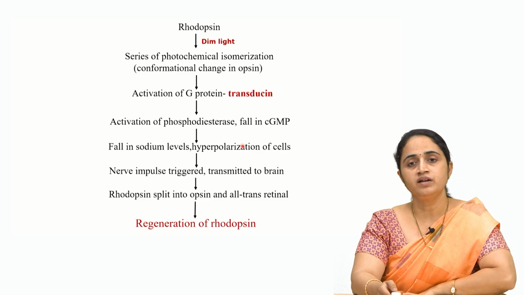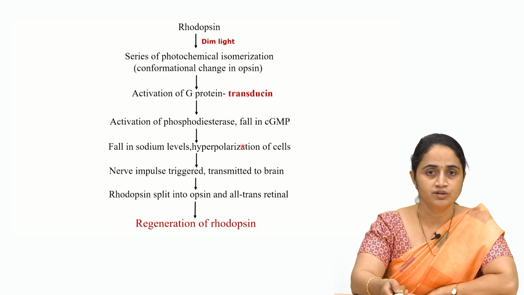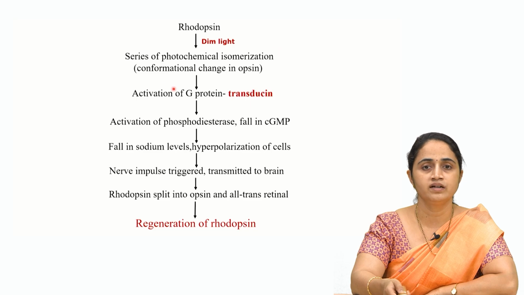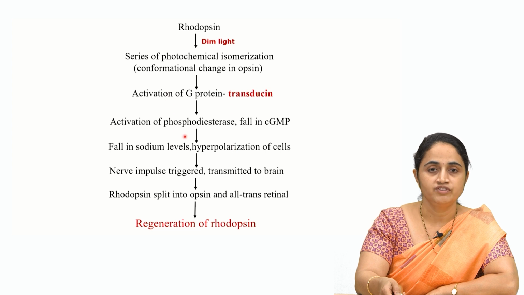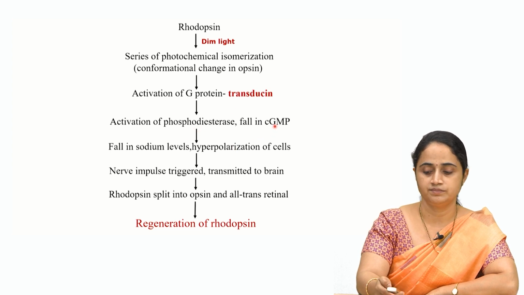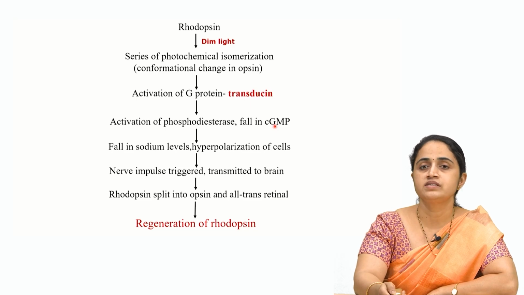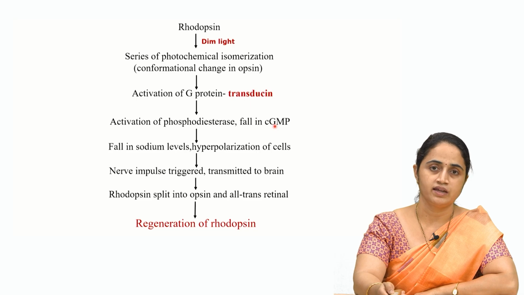So, this is the complete visual cycle with all the biochemical changes because of the dim light falling on the rhodopsin getting converted into all the in-between forms, activation of the G protein, decrease in the sodium levels, hyperpolarization of the cells because of the activation of the phosphodiesterase, and decrease in the cyclic GMP levels. So, this is the mechanism of action mediated by the retinal through the visual cycle.